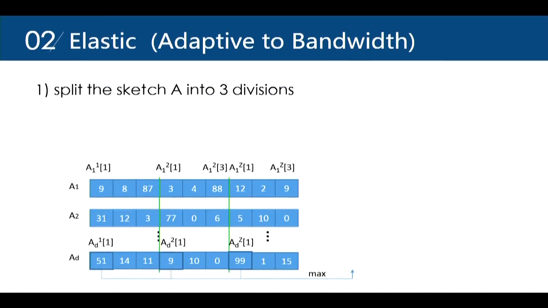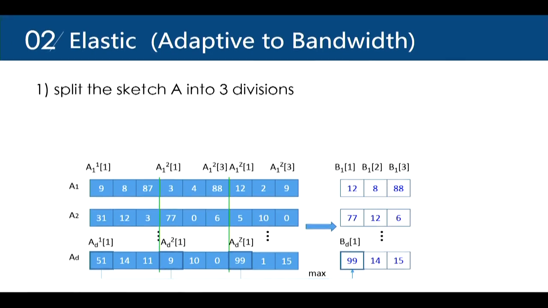We use an example to show our compression algorithm. Suppose we have a CM sketch with a width of 9, and we want to compress the width to 3. There are three steps. First, we split the sketch into three divisions equally.